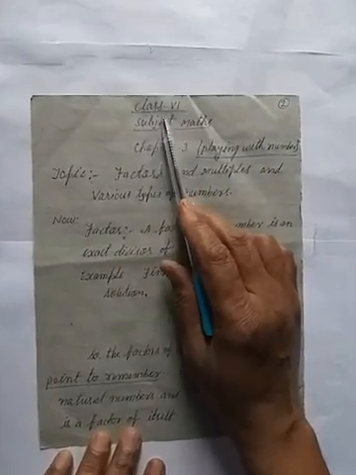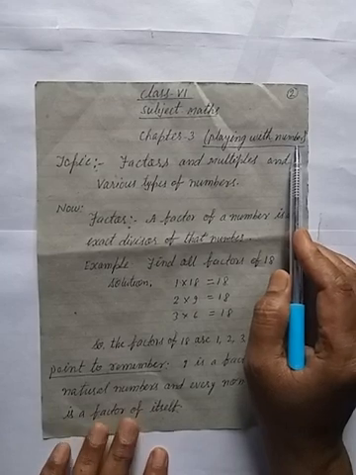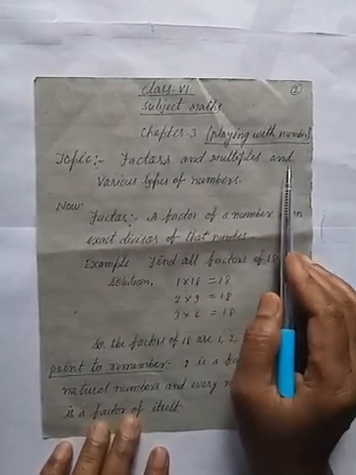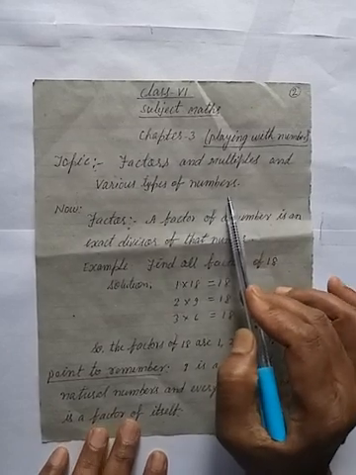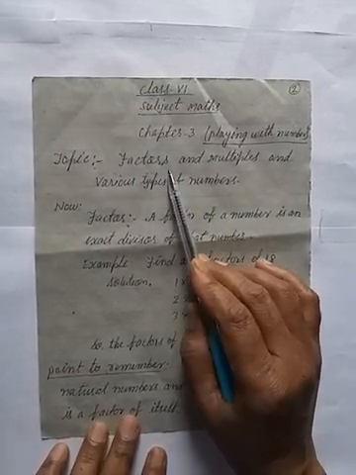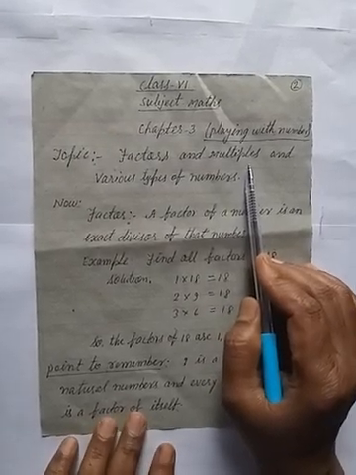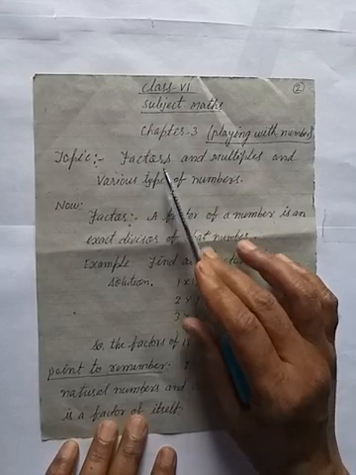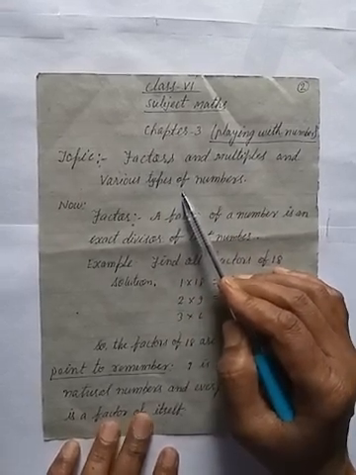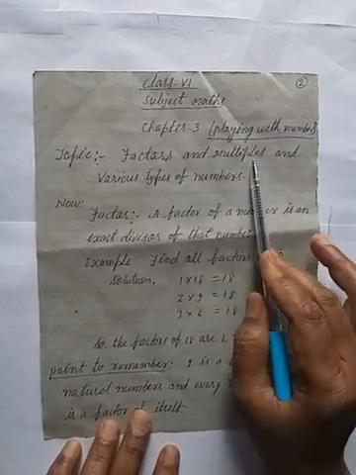I want to teach you class 6 subject math chapter 3, Playing with Numbers. So today our topic is factors and multiples and various types of numbers. Okay students, you already know what are factors and what are multiples. I taught in the earlier classes. So once again I would like to explain what are factors and what are multiples and what is the main difference between multiples and factors.